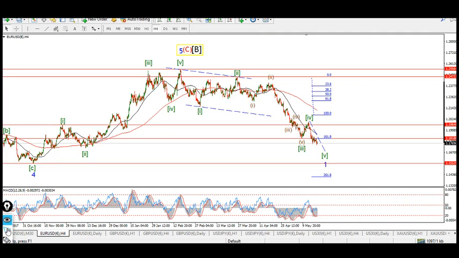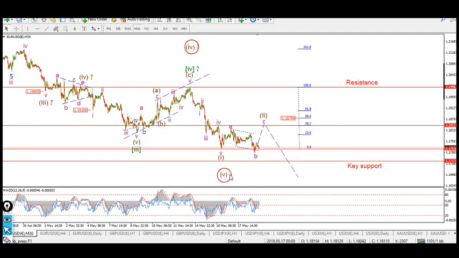Okay, so let's get to the short-term chart in Eurodollar. Either way, that's the alternate count there, showing that wave 4 at one lower degree. Either way, we're still working on a fourth and a fifth wave, so the internal wave structure is still the same.